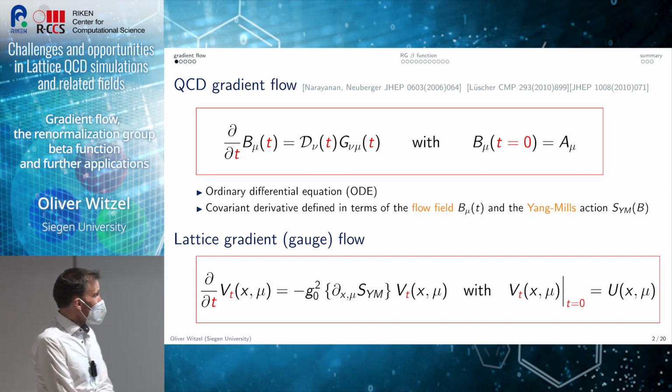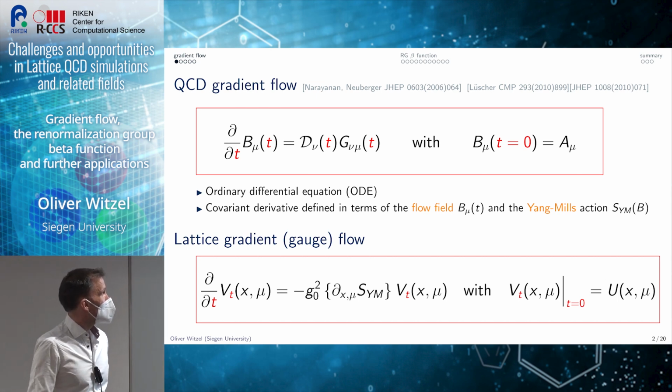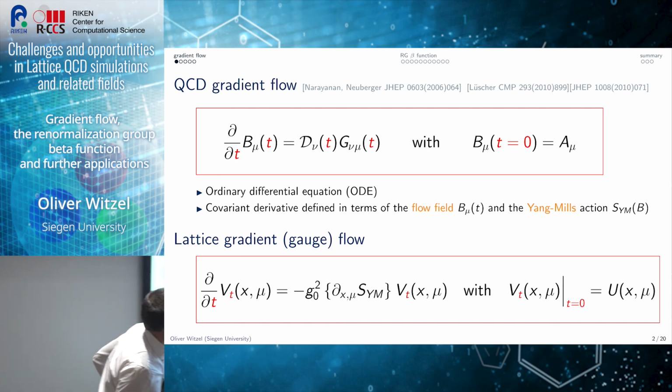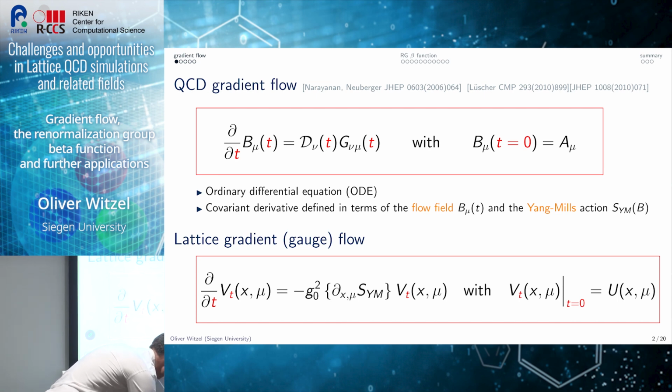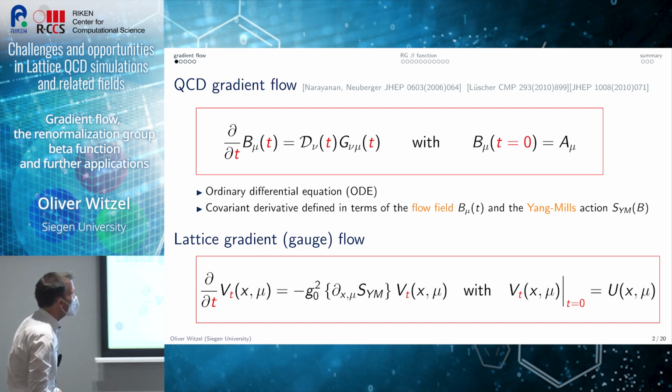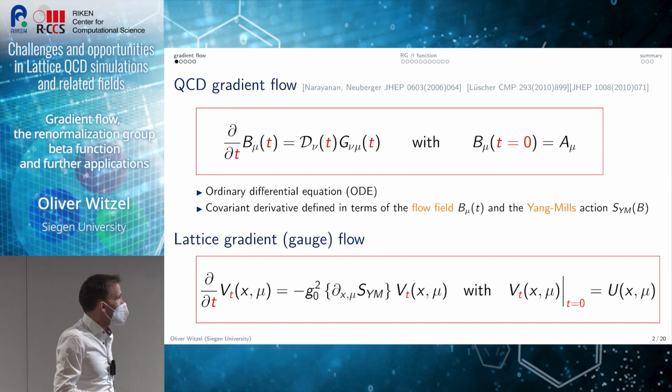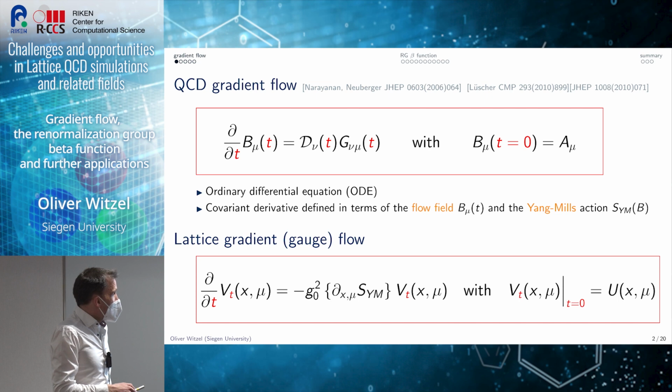So on the top here you have the QCD gradient flow equation. Here's the QCD gradient flow equation. It's an ordinary differential equation. And basically what we need to do is define with this the flow field B, and therefore we can use basically any Yang-Mills action.